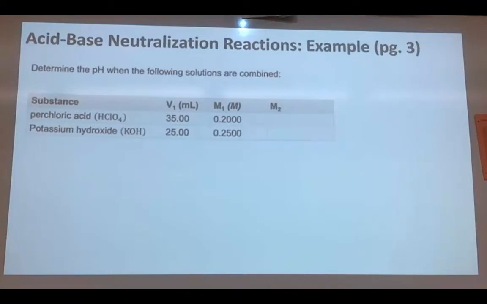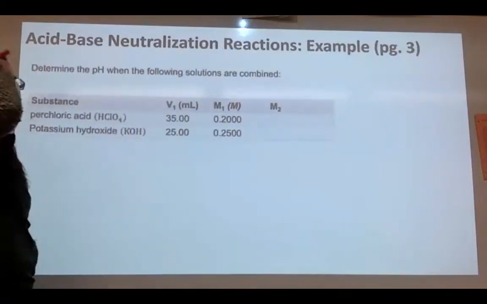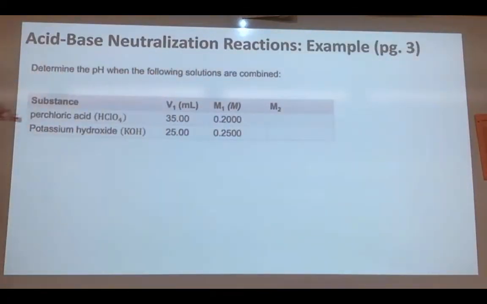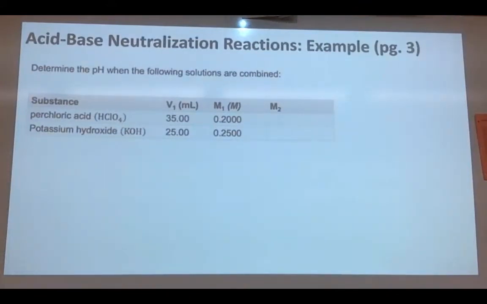Determine the pH when the following solutions are combined. So the first thing that we need to do, first thing is identify these solutions. Identify them. Are they strong acids? Are they weak acids? Are they strong bases? Are they weak bases?